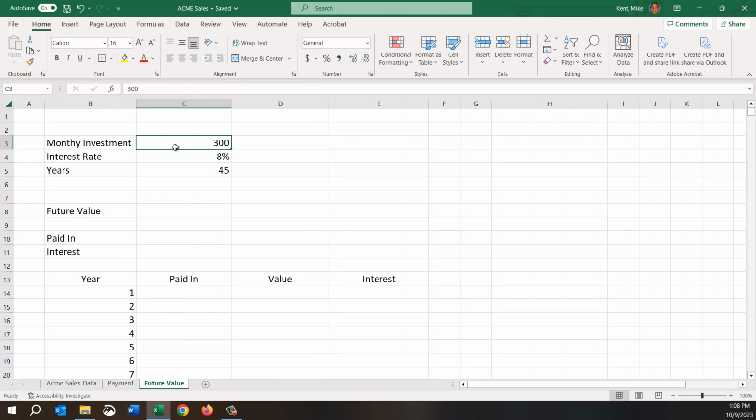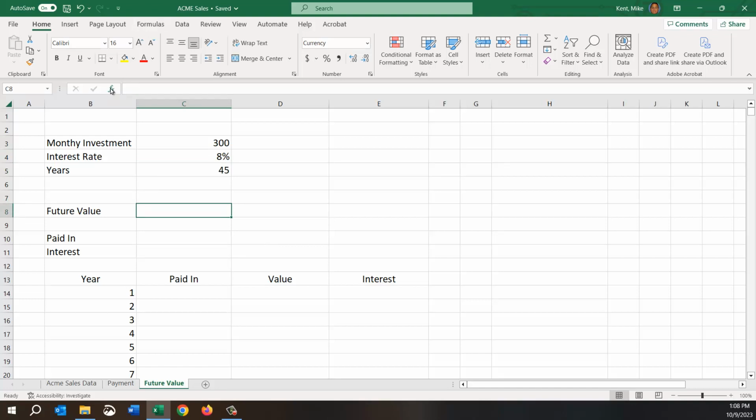Say I'm going to put $300 a month into an individual retirement account, and I'm going to start when I'm 20 years old. So when I'm 65, I want to see what it's worth. And I'm going to say on average I'm going to get 8% a year. So I can use the function future value.